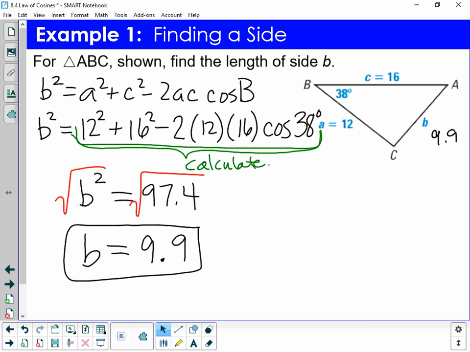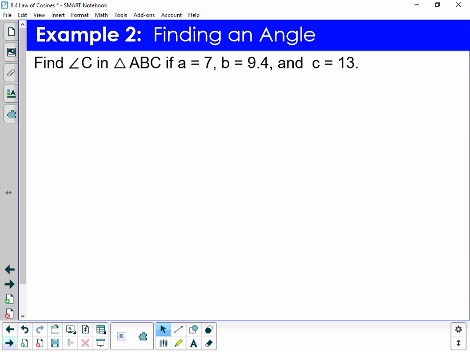So that's essentially how to use the law of cosines to find the length of an unknown side. It's pretty straightforward, and once you've practiced that a few times, it's not very difficult. Finding an angle, no matter which type of problem you're doing, whether right triangle trig, the law of sines, or the law of cosines, is always a little bit trickier.